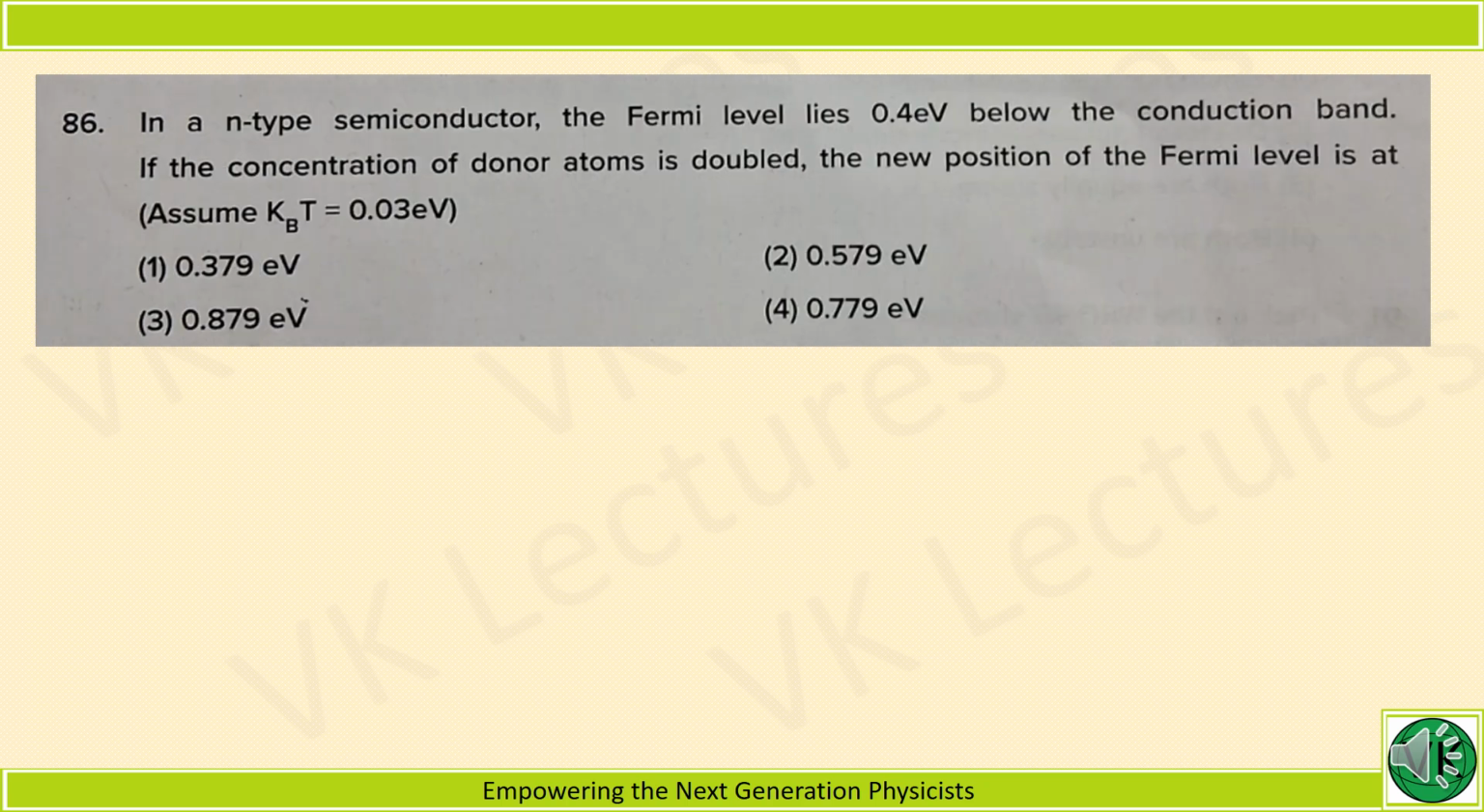In an n-type semiconductor, the Fermi level lies 0.4 electron volt below the conduction band. If the concentration of the donor atoms is doubled, the new position of Fermi level, assuming kBT equal to 0.03 electron volt, is 0.379 electron volt.